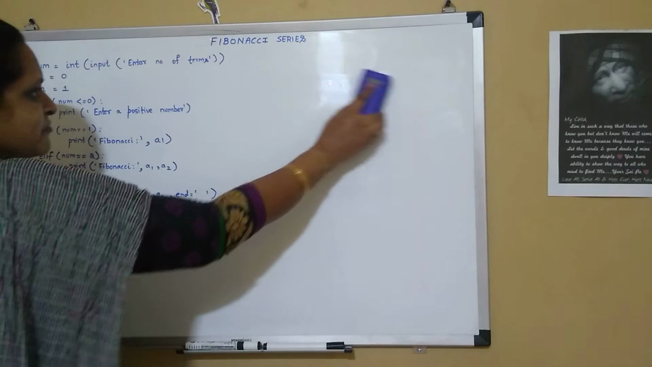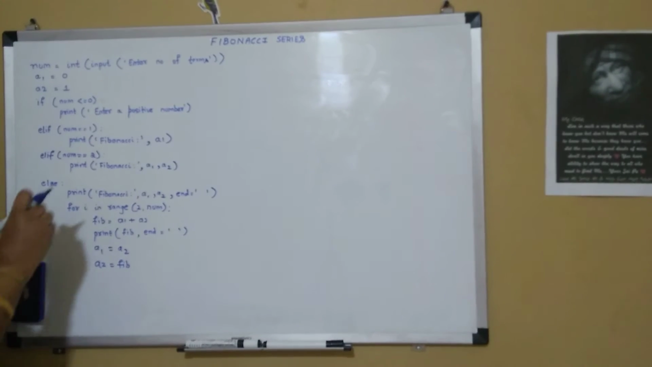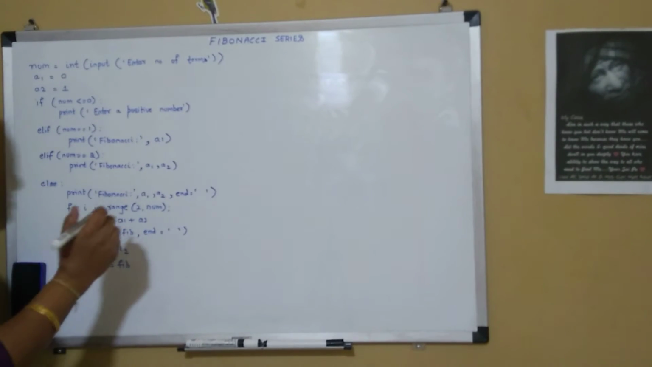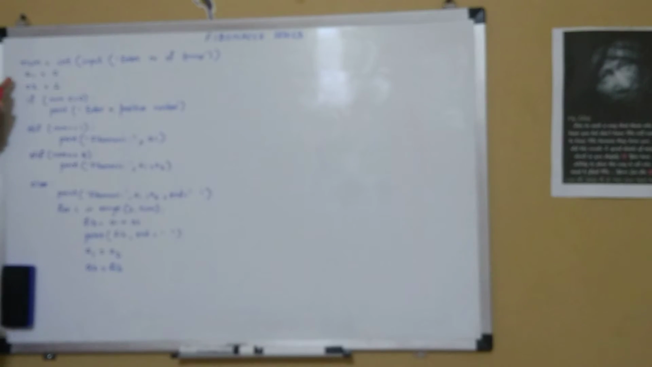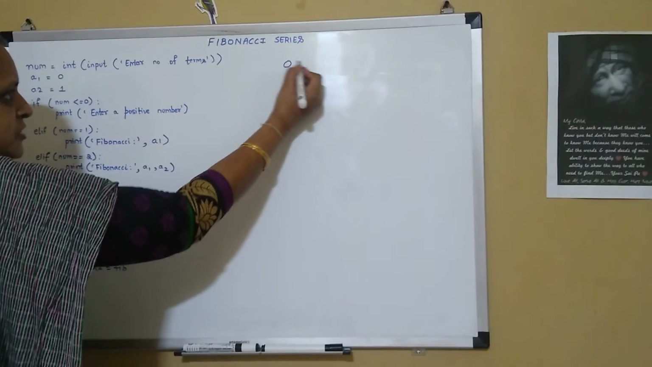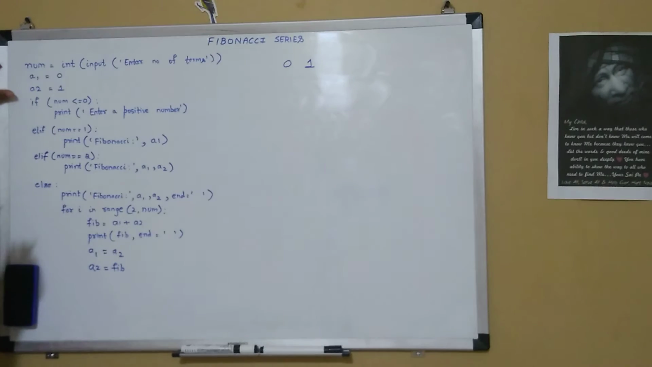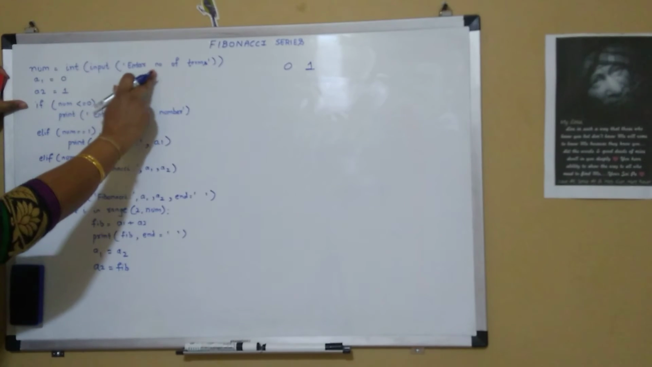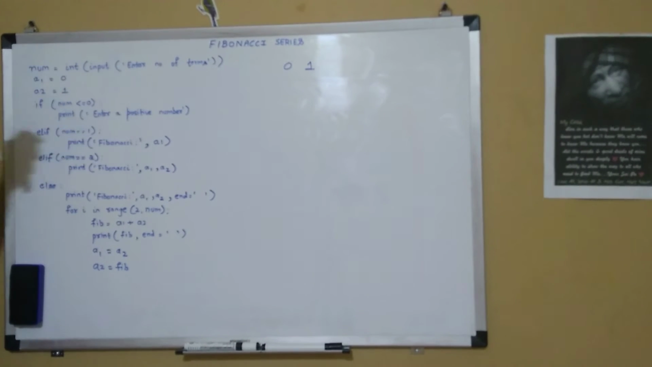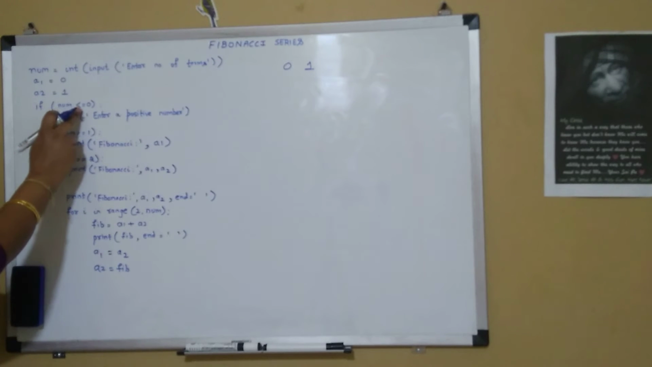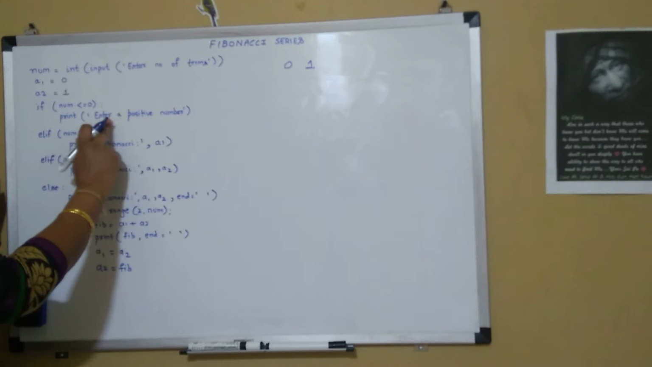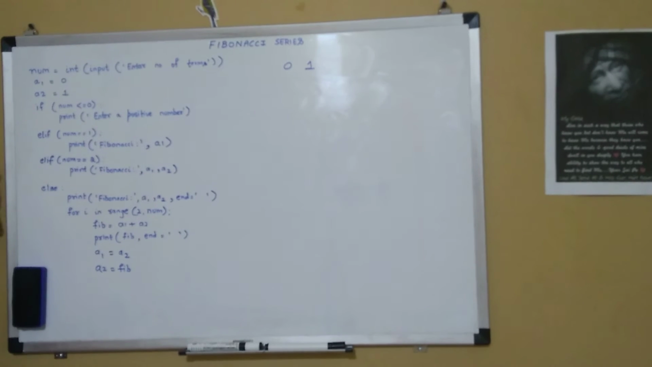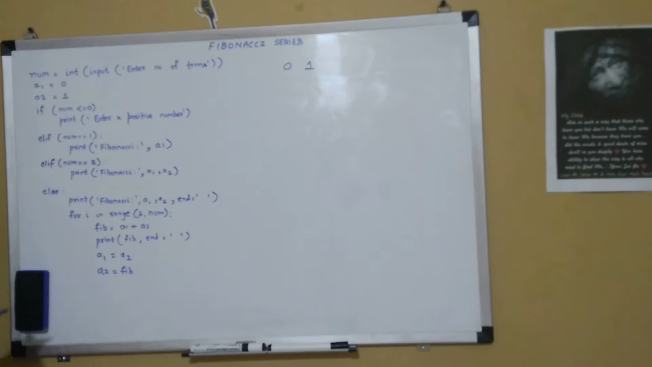Now, firstly, we have to ask the user to enter the number of terms he wants in the Fibonacci series. Initially we'll take a1 equal to 0 and a2 equal to 1. Those are the two default numbers. And num will have the value entered by the user for the number of terms. If that number is less than or equal to 0, then we print a message telling the user to enter a positive number.